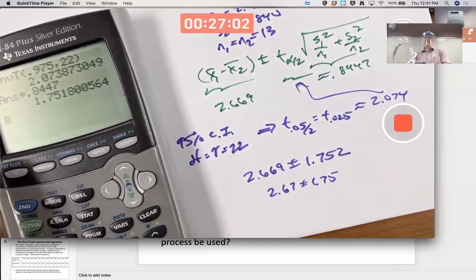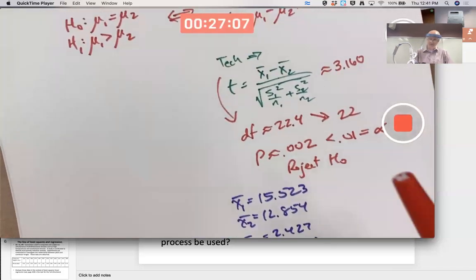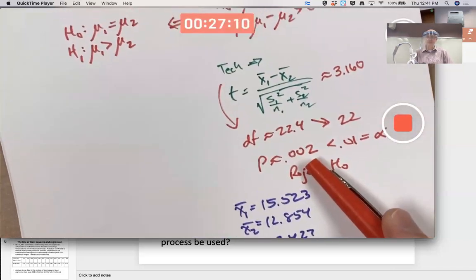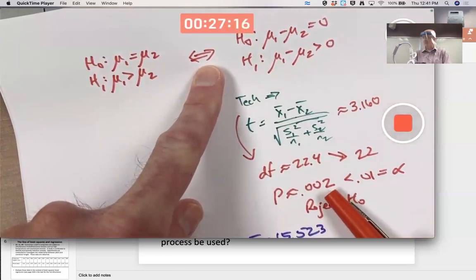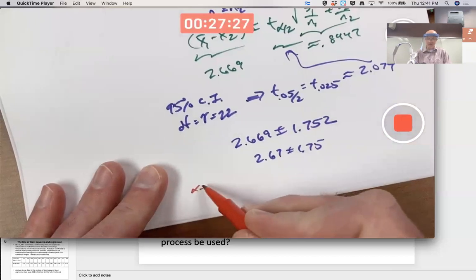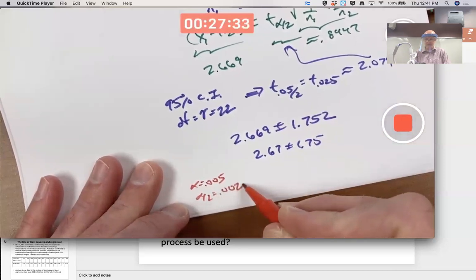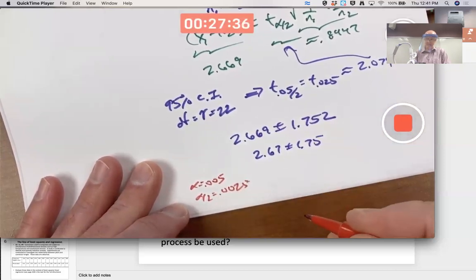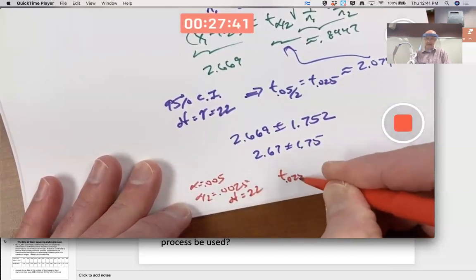Let's do one more thing here just to confirm that concept in your minds. The p-value we got here was about 0.002 for this one-tailed test. So a two-tailed p-value would be approximately double that, 0.004. Or if I want to play it safe, let's go up to 0.005. What if alpha was 0.005? So that alpha over 2 is 0.0025. Still using 22 degrees of freedom, what would the t be in this case?